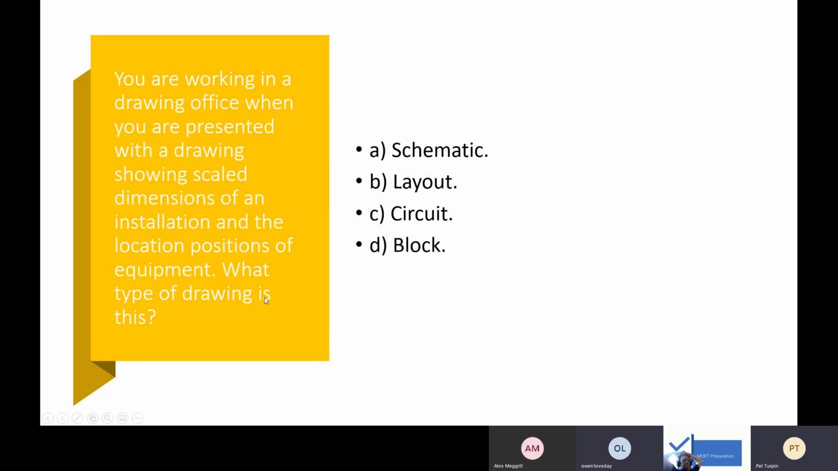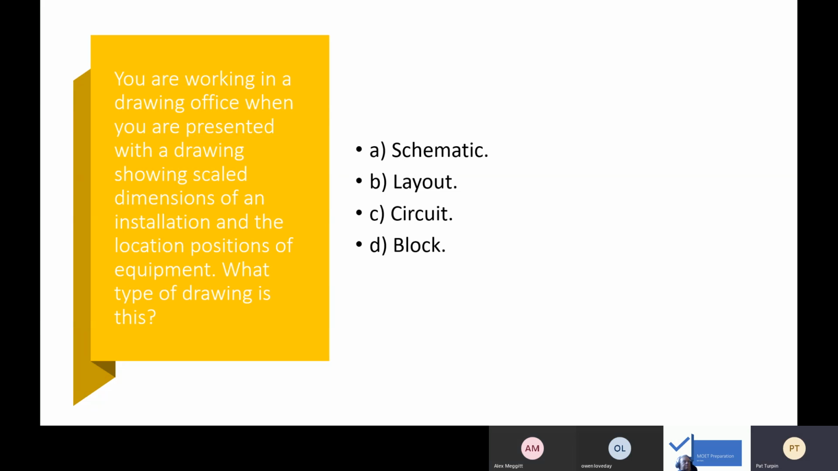So, relating to drawings, really, and what we do in an office. So, you're working in a drawing office, you're presented with a drawing showing scaled dimensions of an installation and the location positions of the equipment. So, what type of drawing do you think it is? Layout. It is a layout, but why would you say a layout when you look at what's on there? Because it's on about locations of things.